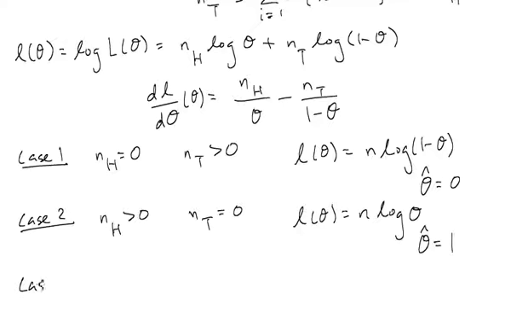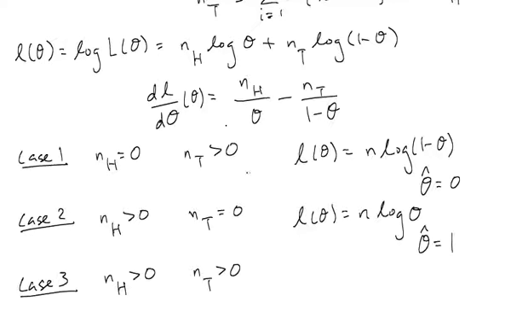Finally, we look at case 3, when the number of heads is greater than 0 and the number of tails is greater than 0. And now we're going to return to looking at this derivative. So the issue I mentioned before was that the derivative isn't actually defined when theta is equal to 0 or when theta is equal to 1. For this third case, when we set this derivative equal to 0, the best choice of theta will never equal 0 or 1. So we're not going to run into the problem of dividing by 0.